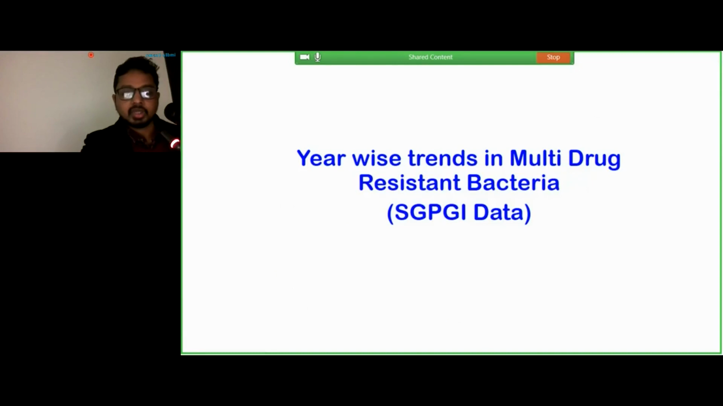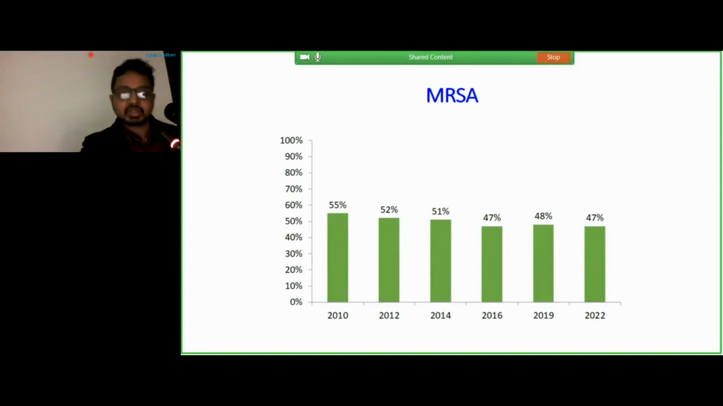So, we have made the year-wise trends in MDR cases. Our data showed that although the resistance is high, in the past decade the resistance to these bugs has been stable. You can see that the MRSA cases are more or less stable around 55% in 2010, and the pan-Indian data showed that it is 50%.